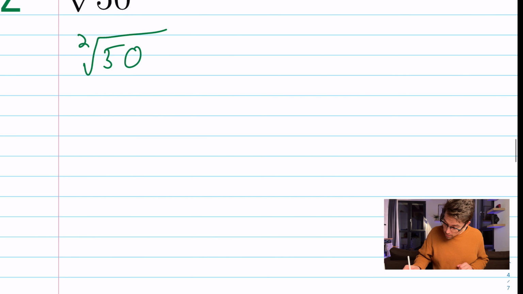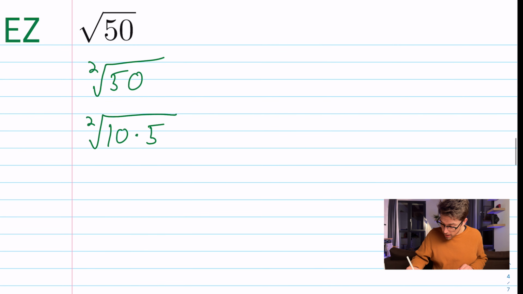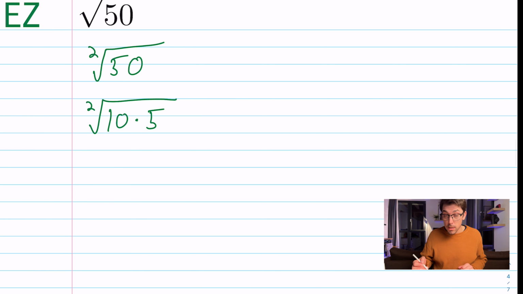So let's go ahead and take the root of 50. How do we break up 50? Well, we can do 50 and 1. That doesn't really get us anywhere. We can do 10 and 5. We can do 25 and 2. It doesn't really matter, but I'm going to go ahead and choose 10 and 5. Remember, it doesn't matter because you're going to end up simplifying it all anyway.